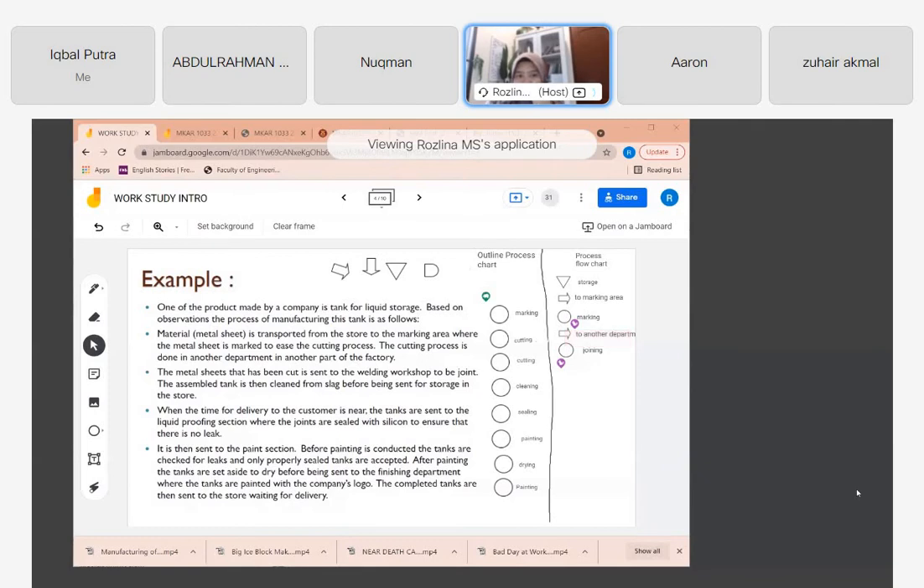Okay. The assembled tank is then cleaned. After welding, you do the cleaning process, cleaning slag. And then when the time for delivery to the customer is near, the tanks are sent to the liquid proofing section where the joints are sealed with silicone to ensure that there is no leak.